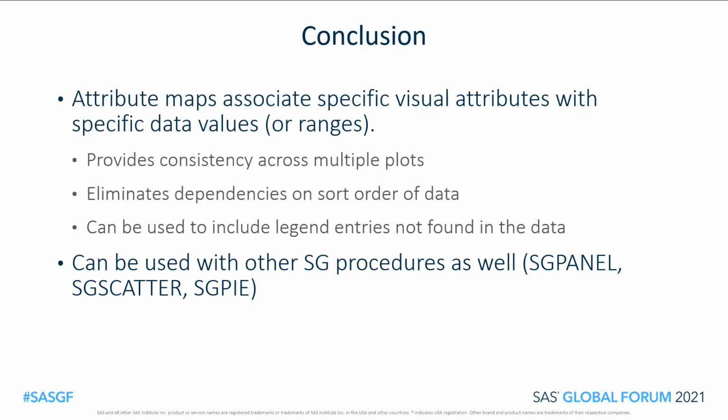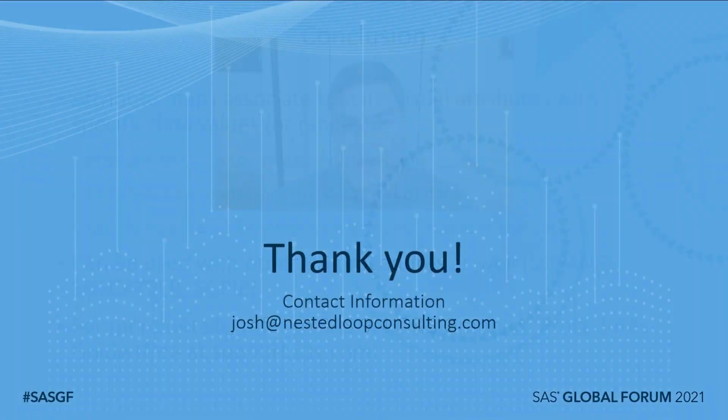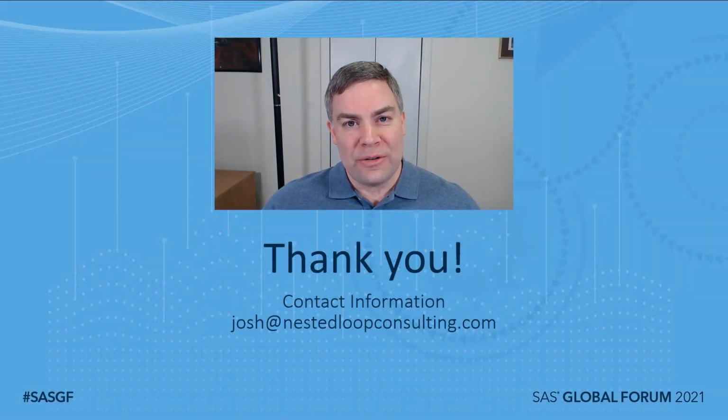and SGPIE, for example. And as I mentioned, there is a SAS 9.4 ODS Graphics Procedures Guide, which you can get for free at support.sas.com, that has all of the details, exactly what's required for these attribute map datasets and how to use them. I hope this has been a helpful overview of the SG attribute maps.